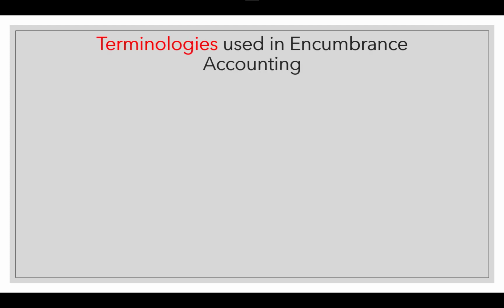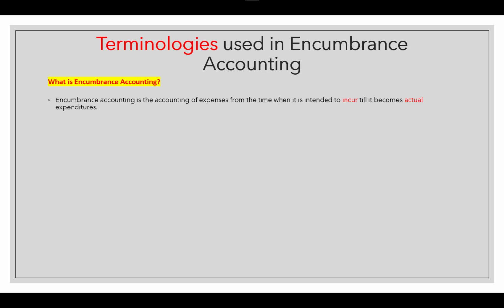If we're talking about terminologies used in encumbrance accounting, first of all, what is encumbrance accounting? As we said before, it is accounting of expenses from the time they are intended to be incurred until they become actual, from the PR until the invoice in accounts payable.